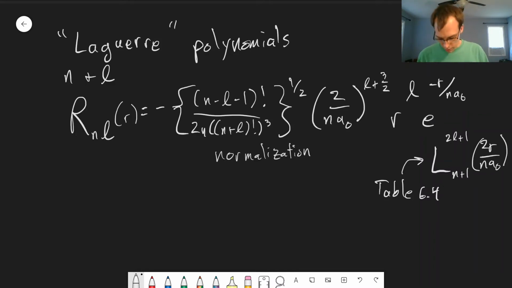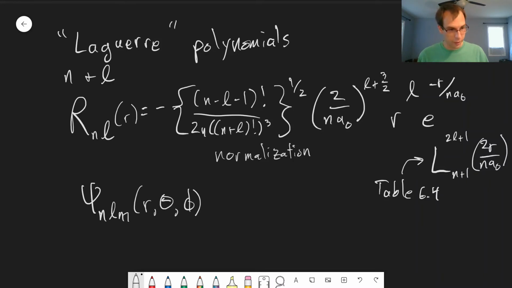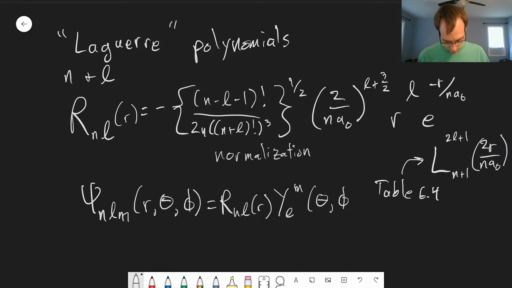So overall, our total wave function depends on these three quantum numbers, n, L, and m. It's a function of three variables, r, theta, and phi. And we have this radial part that we've just written here, and the spherical harmonics. And that is our overall hydrogen atom wave functions. Now, what do these wave functions look like if we put all of this together and we look at specific n, L, and m values?